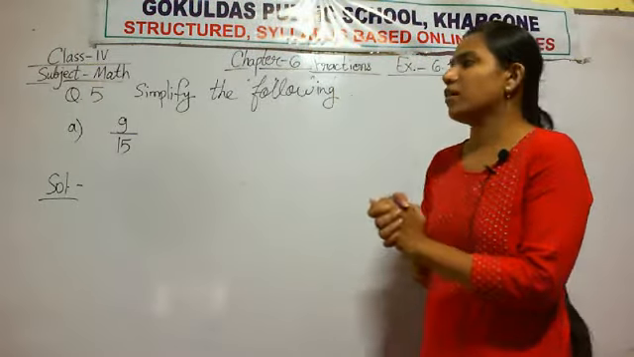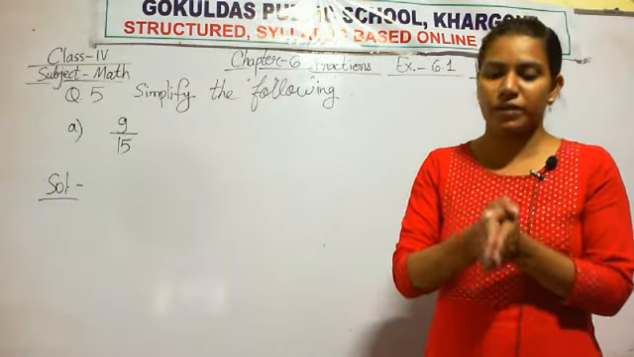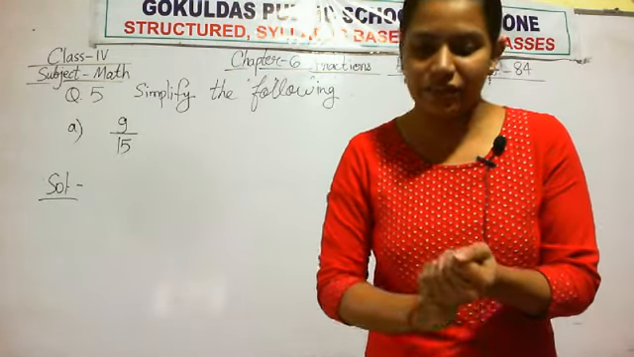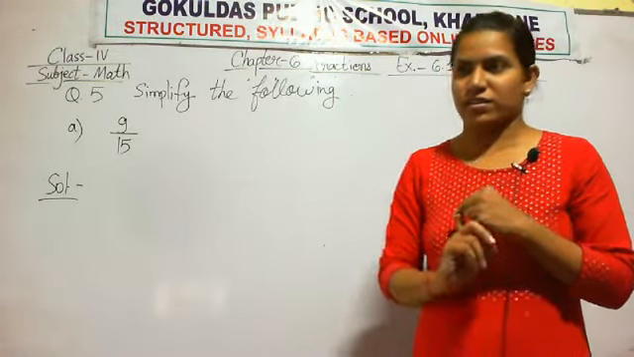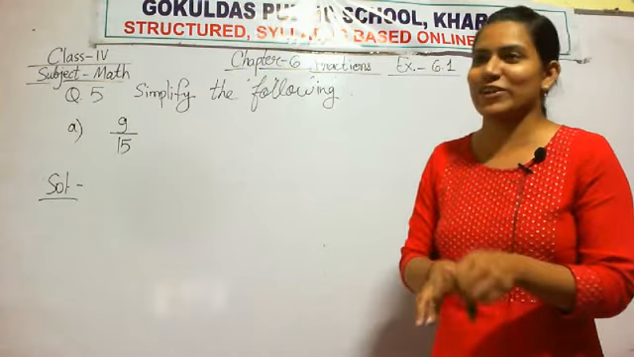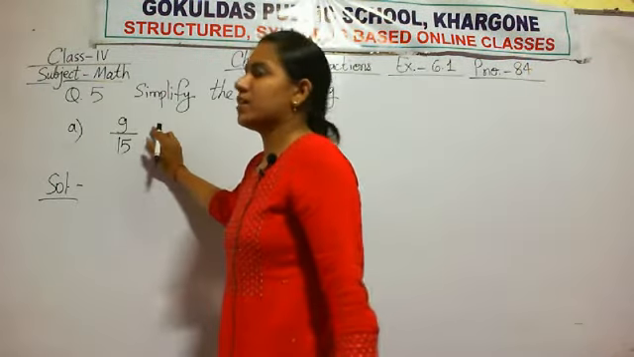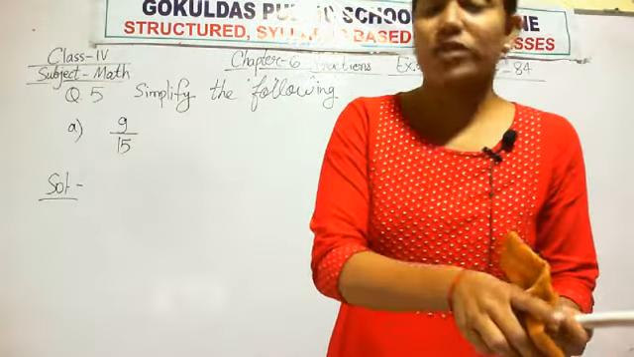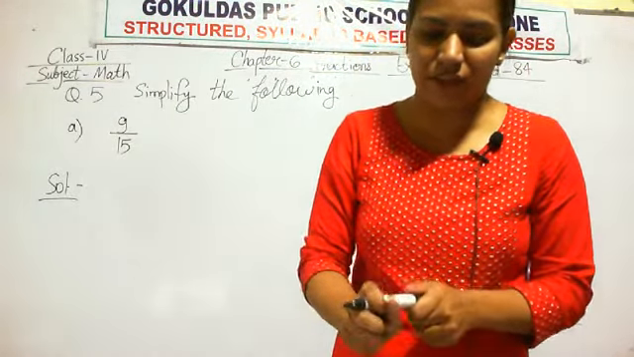Now, what is the meaning of lowest term? A fraction is said to be in its lowest term if the numerator and denominator have only 1 as the common factor. So here 9 upon 15, both the numbers have a common factor, that is 3.